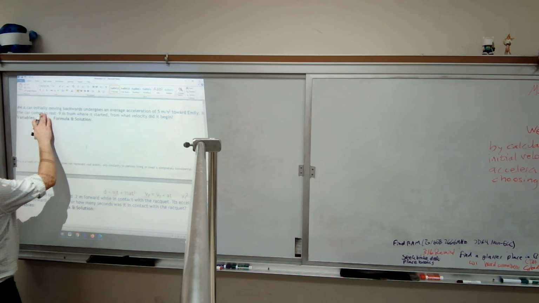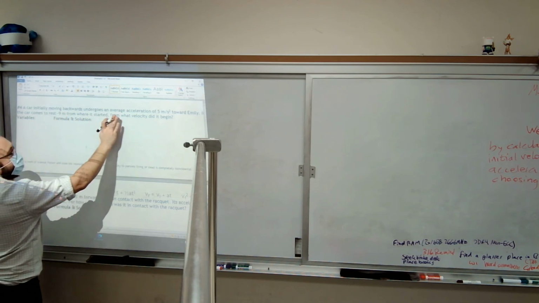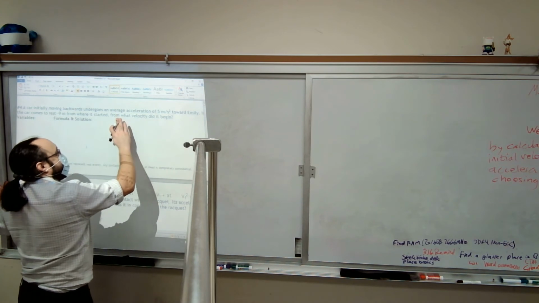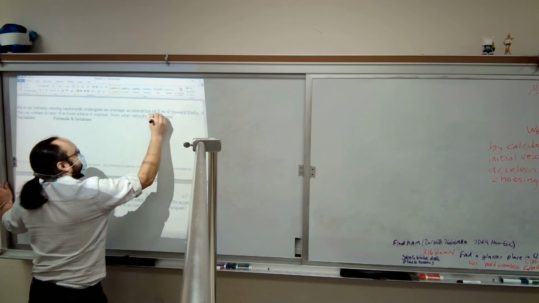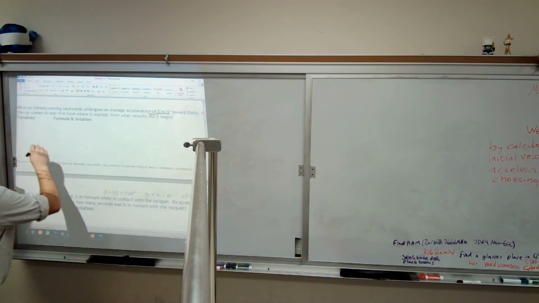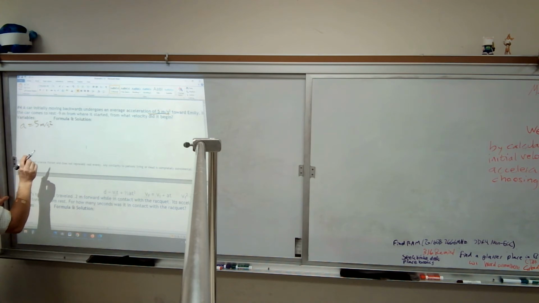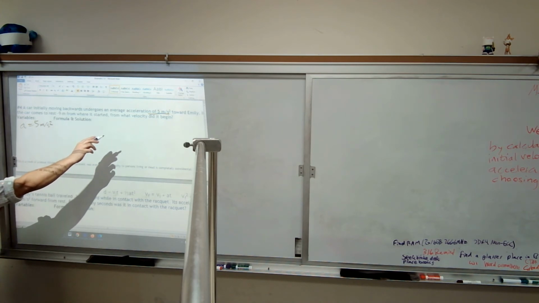So, all right, car initially moving backwards undergoes an average acceleration of 5. Just because it says average doesn't make it different. It's still an acceleration of 5 meters per second squared. I'll write down A equals 5 meters per second squared, toward Emily.